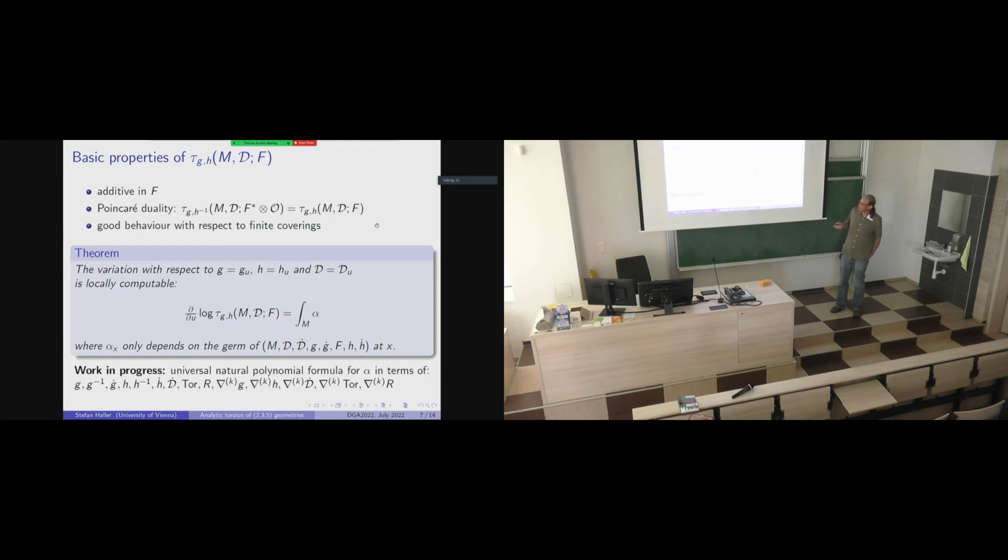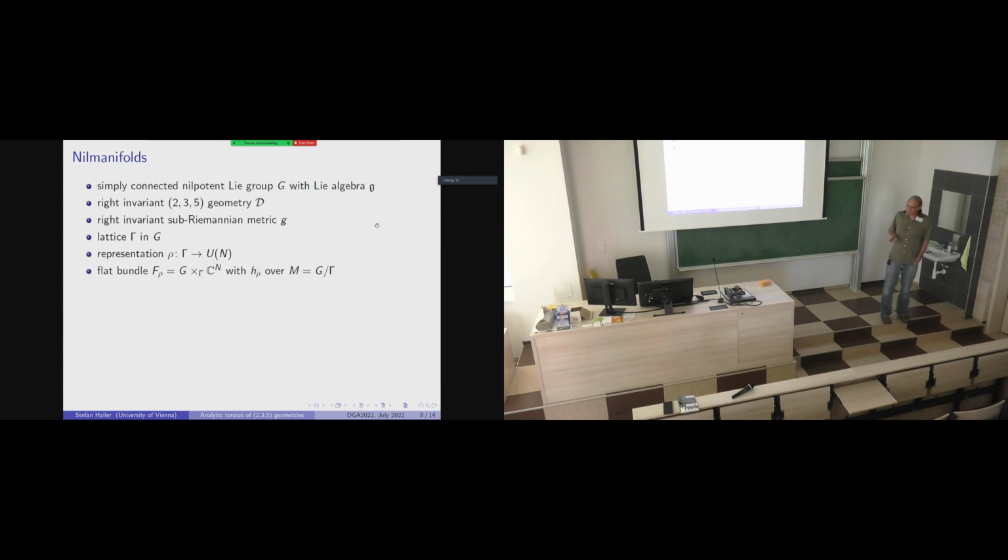So this is work in progress, but I'm virtually certain, though it yet has to be written up. There should be a universal natural polynomial formula that expresses this local quantity alpha in terms of the curvature of a connection, the torsion of this connection, its covariant derivatives, the metric, the covariant derivatives of the metric, and so on. But I have yet to write that up.